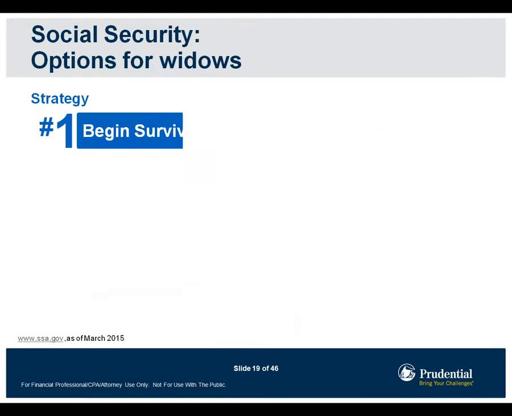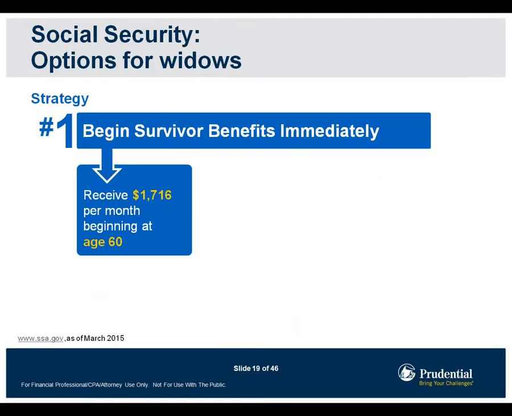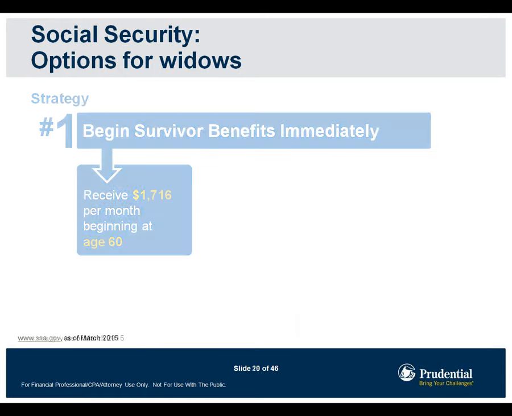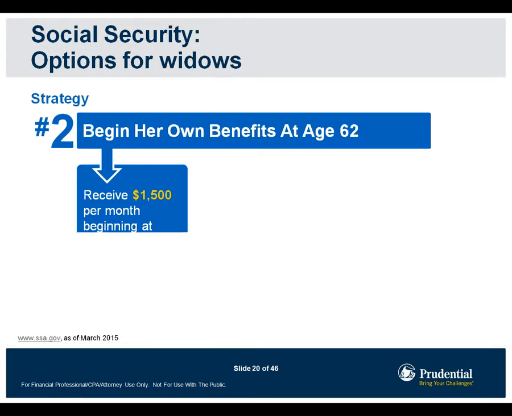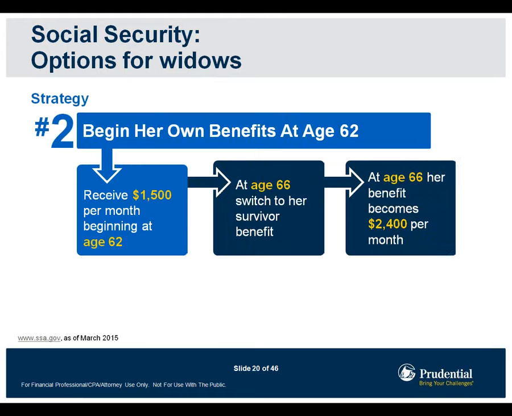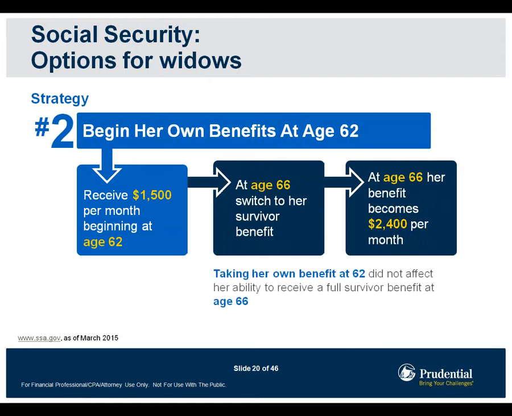Option number one, age 60, she says, hey, I'm going to take my survivor benefit immediately, which means she'll receive her husband's benefit, but reduced by 28.5%, so she'll receive $1,716 a month. Option two is she'll wait till age 62, and then she'll tap into her own benefit based on her own earnings record, and then at age 66, she'll switch to the survivor benefit, and now she'll receive the $2,400 a month her husband was receiving before he died.